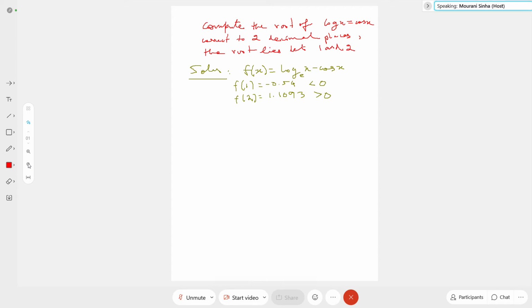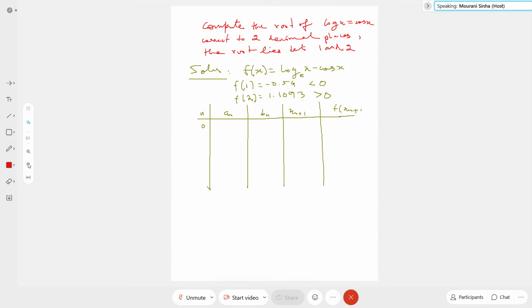Now you form the table and proceed in solving. An, Bn, xn plus 1 and the function. 4 columns are required. My first column is An, second column is Bn, then I have xn plus 1, which is (An plus Bn) by 2, and f of xn plus 1.